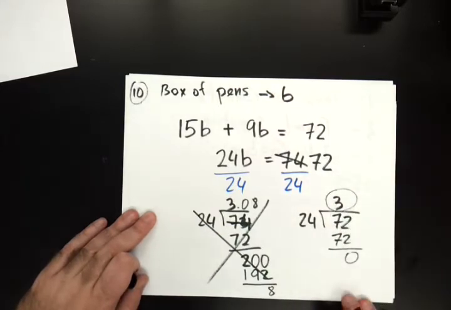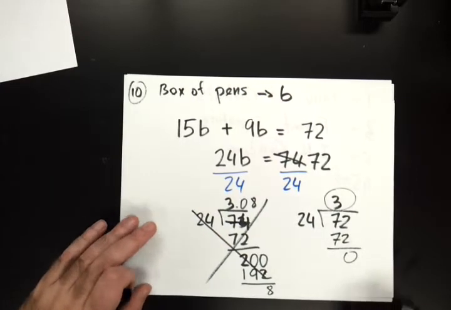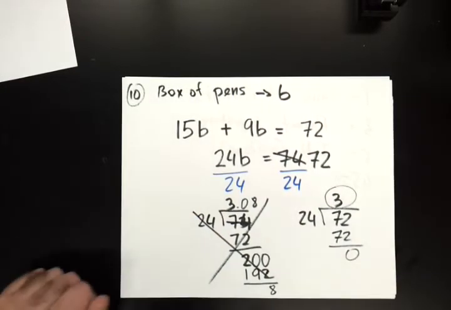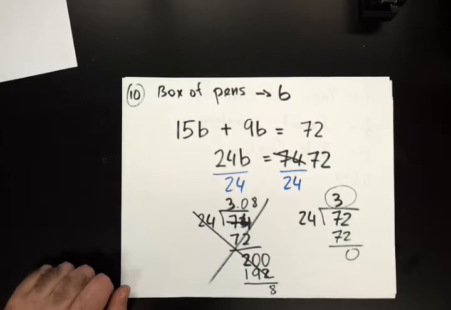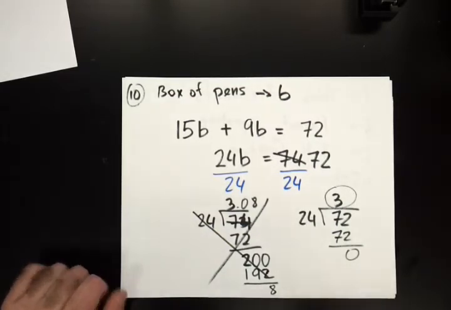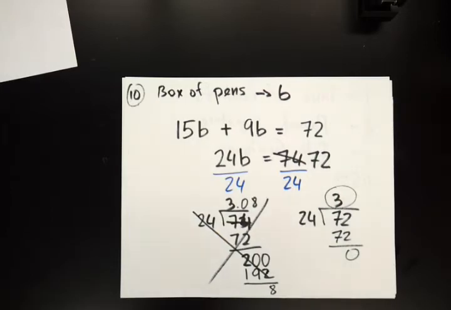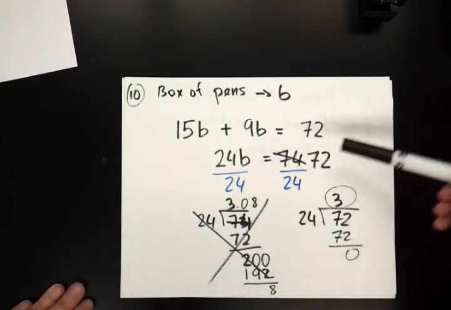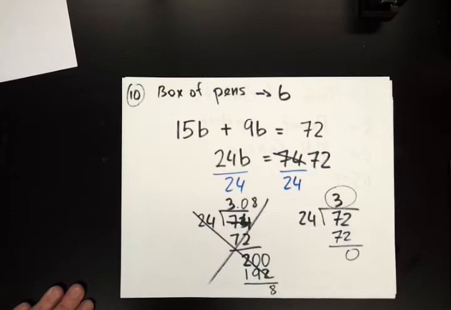And since this is a word problem, we have to give them an answer in word format. So the answer here, each box of pens cost $3. I'm not going to write it up. You can write it. So each box of pens cost $3. So that was number 10. Sorry about that. That was a simple copying mistake.